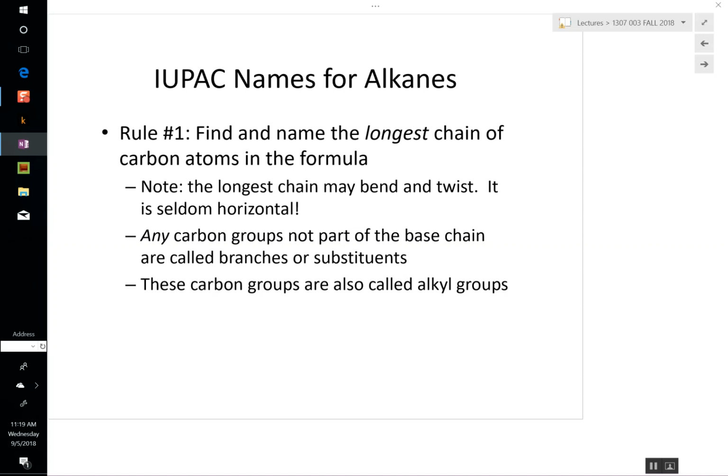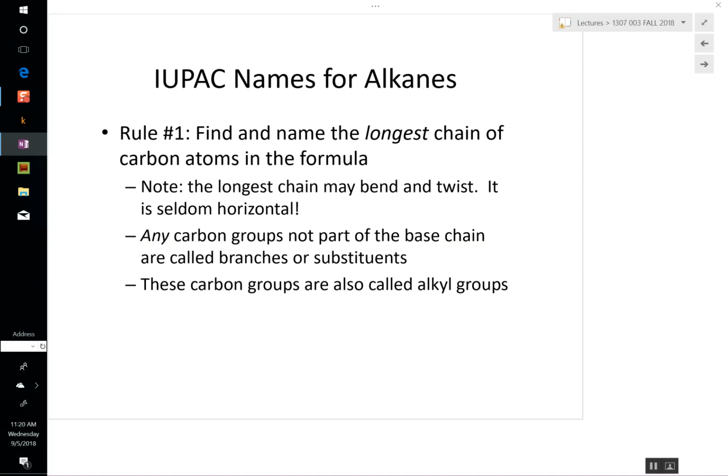Rule number 1 is the most important rule. One other thing to understand is that these rules are not just for chapter 10. We are going to apply these rules to alkanes. We're going to learn what these 6 rules are and use alkanes to learn the rules. But we're going to come back to these rules in chapters 11, 12, 13, 14, and 15. We'll always come back to rule number 1. I'll be constantly saying, what's the longest chain? This is rule number 1. Find and name the longest chain of carbon atoms in the formula.